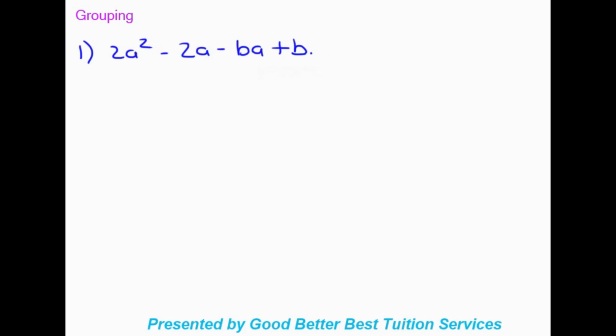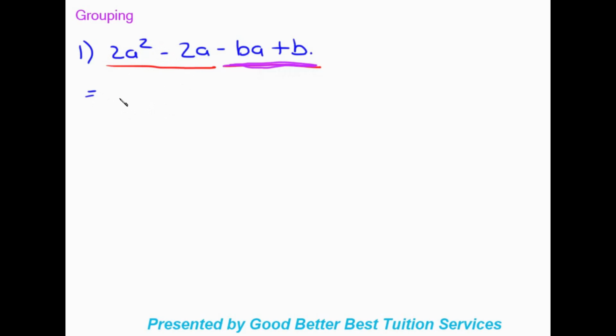So basically what I'm trying to say is, if I look at 2a squared minus 2a, I can take out a common factor from there. If I look at negative ba, let me just do a different color there quickly. If I look at negative ba plus b, I can take out the common factor there, okay? So that's basically what you're going to try and do, okay? So I've identified I can take out a common factor here. So what I'm going to do is I'm going to take out that common factor, okay? So 2a squared minus 2a.